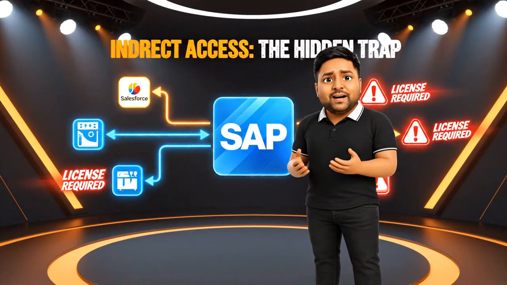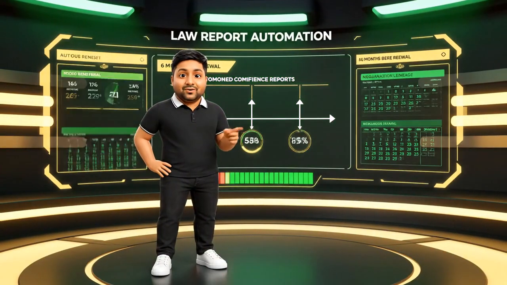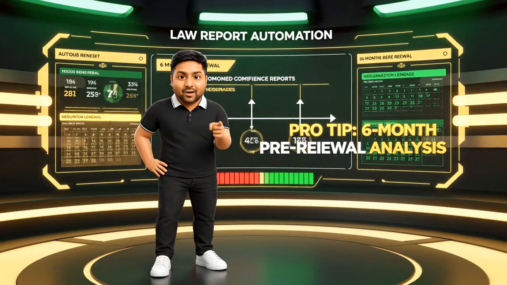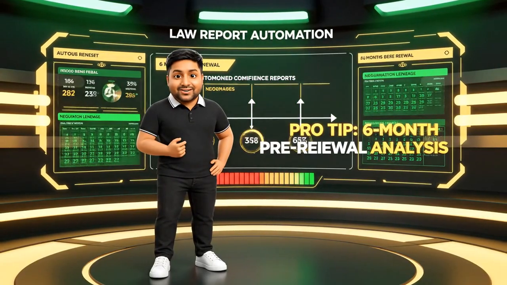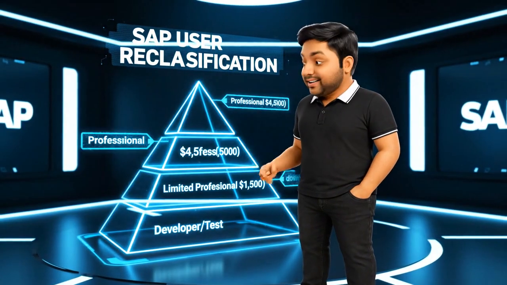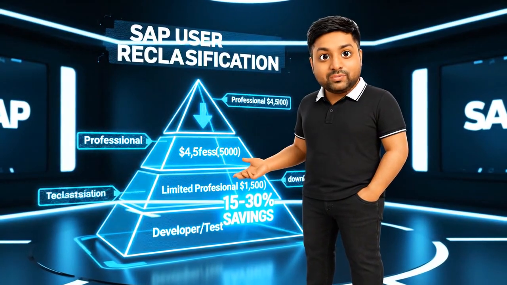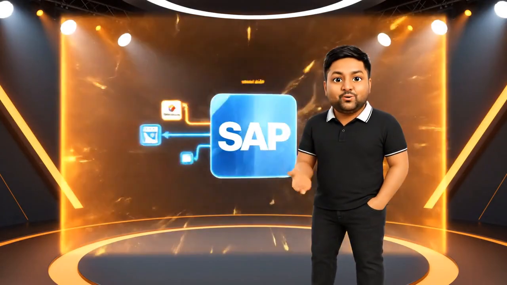Third, indirect access detection. This is SAP's biggest audit trigger. When external systems like Salesforce, a web portal, or a custom application read or write SAP data, those interactions may require SAP licenses, even though no human directly logged into SAP. Flexera helps you identify these indirect access points before SAP's auditors do.